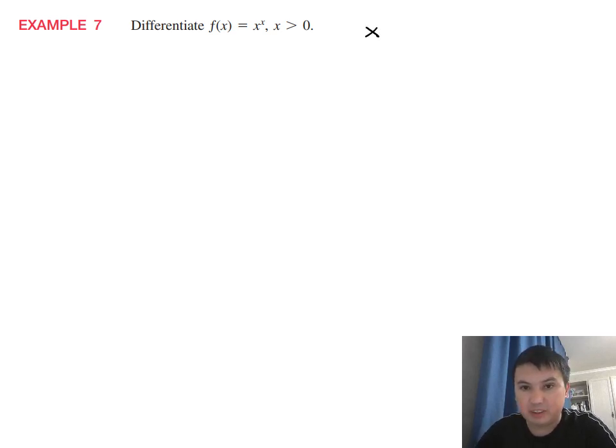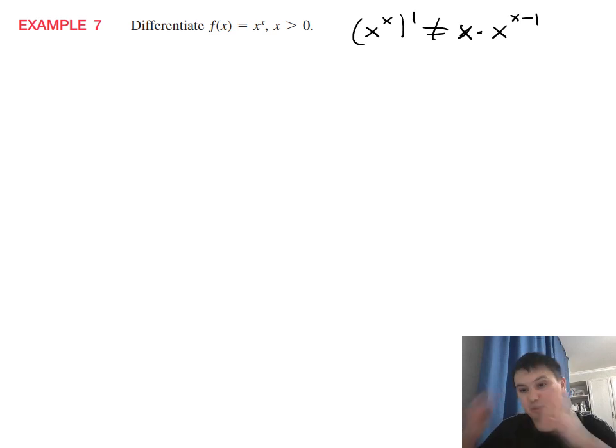So be careful. The derivative of x to the x is not x times x to the x minus 1. You cannot simply apply the power rule, because your base is a variable and your exponent is a variable. When both of them are variable, you cannot simply apply the power rule. Then what do we do?